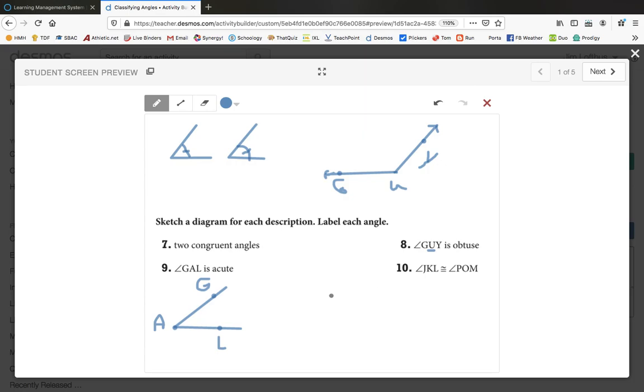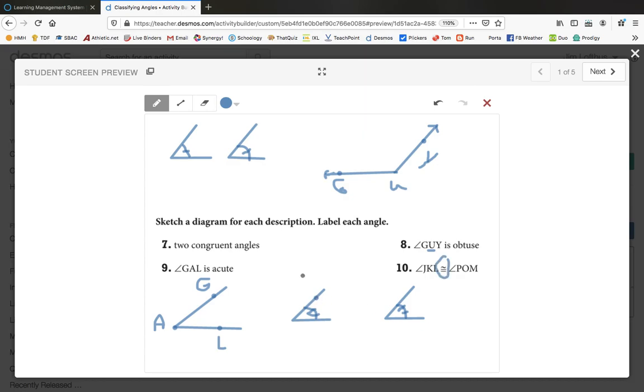And for number 10, I'm going to make two angles. So I'll go back to my line tool. And I'll try to make them look about the same. But again, if I make an arc, and this time maybe I'll put two lines, make an arc right here. Oops, two lines. That means that they are congruent. That's what that symbol means right there, congruent.